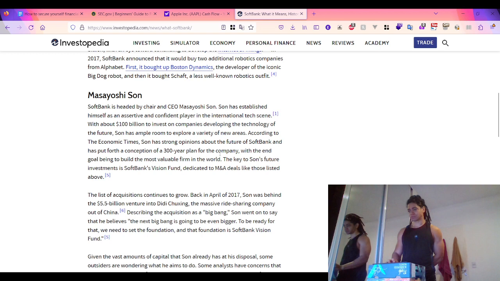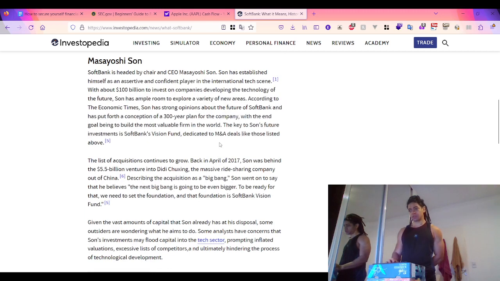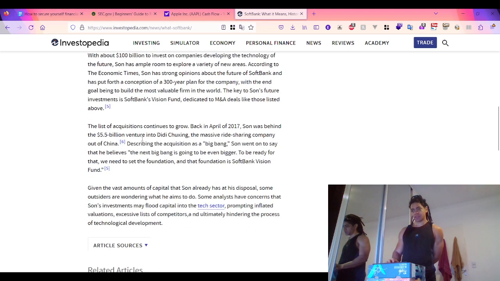Love it. With the end goal being to build the most valuable firm in the world. The key to Sun's future is investment in SoftBank Vision Fund, dedicated to M&A deals like those listed above. The list of acquisitions continued to grow.